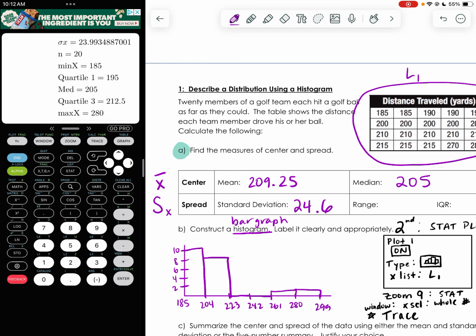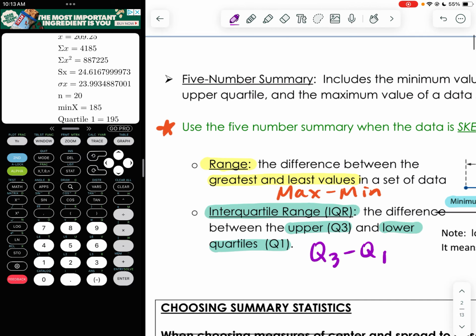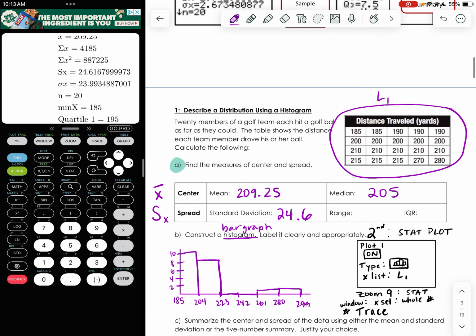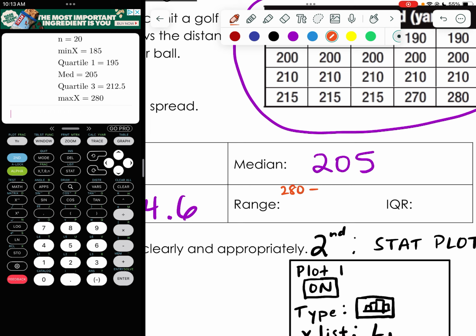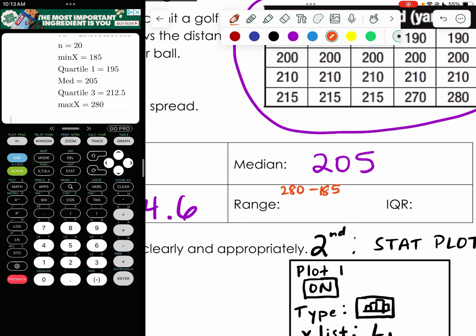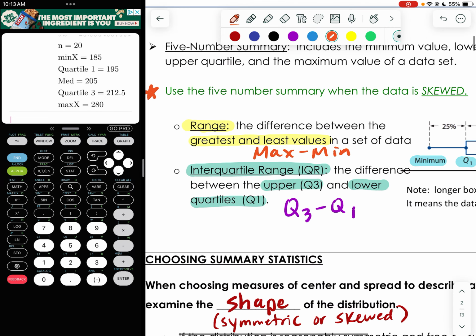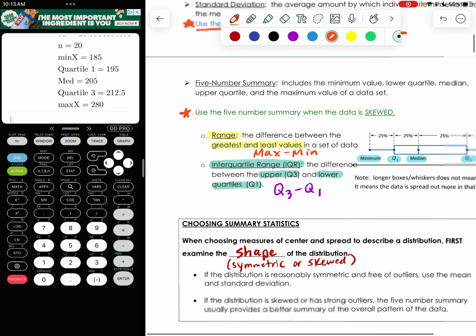Now this doesn't specifically tell you what the range is, but we did talk about range before right here. Range is the difference between the greatest and the least values in a set of data, so it's the max minus the min. Your calculator does tell you that. If I scroll down, the max is 280 and the min is 185. If you subtract those, you get 95, so the range is 95. And then the IQR, we also talked about that yesterday. That is the difference between the upper and lower quartile, so it's Q3 minus Q1.